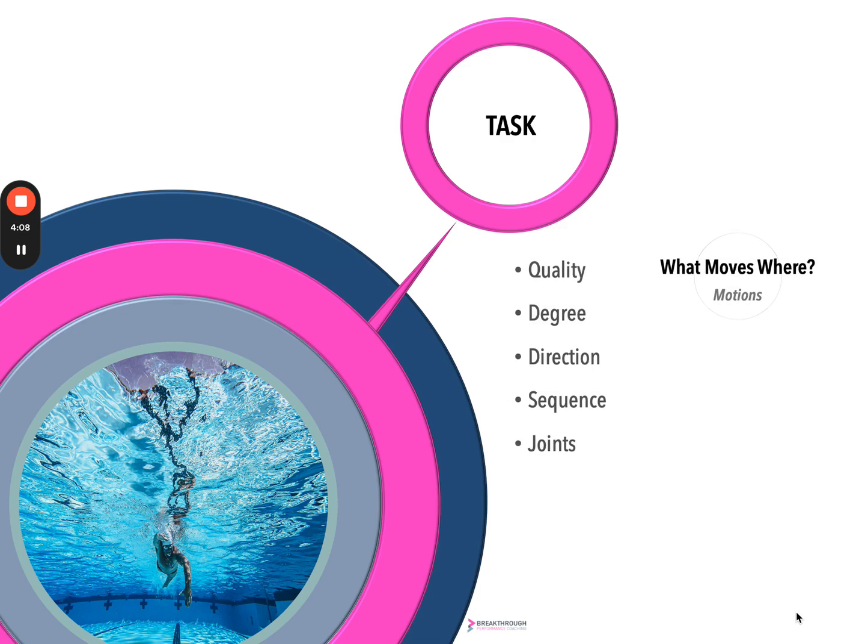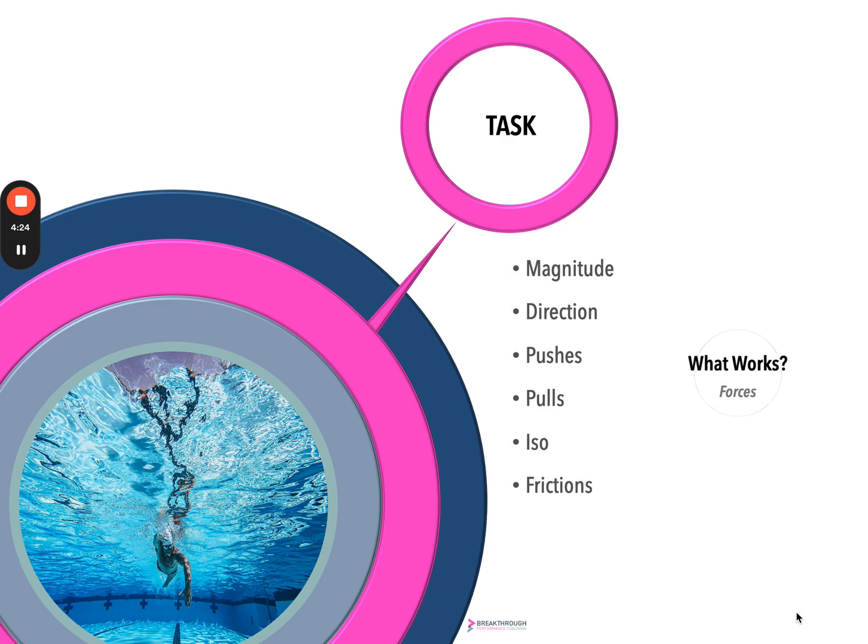Motions are what we observe for the movements, and they come with different qualities, different degrees, different directions, and include different joints. And we want to look at how those things sequence together and how well they sequence together. Forces are what either move us forward individually, move our limbs, move our legs, move our body, or move us through the water, overcoming all of the pieces that are necessary to move forward through water.